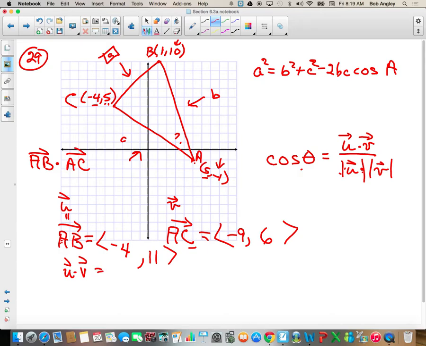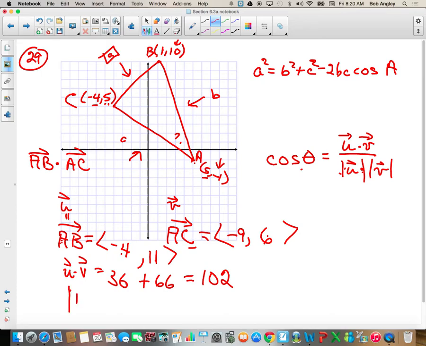All right, that's just going to be -4 times -9, which is 36, and it's going to be 11 times 6, which is going to be 66. So that's going to be, what, 102? All right, so that part's 102.